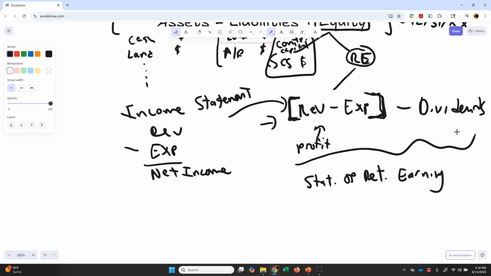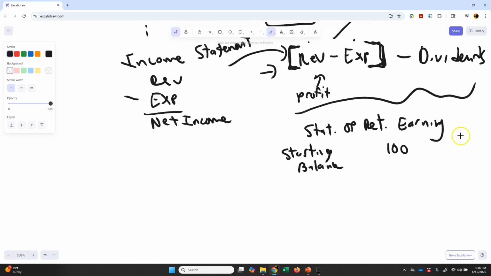If we're looking at yearly financial statements, we have some balance of retained earnings from the beginning of the year. So we have some starting balance. Let's say it's $100. And let's say now we're going to see what happened with our revenues, expenses, and dividends in the period that we're looking at. So it could be this year. So let's say it's 2026.